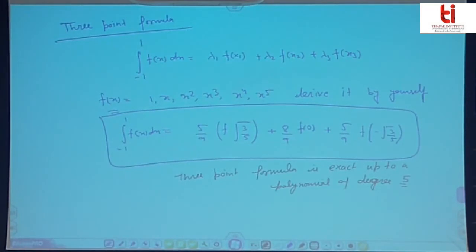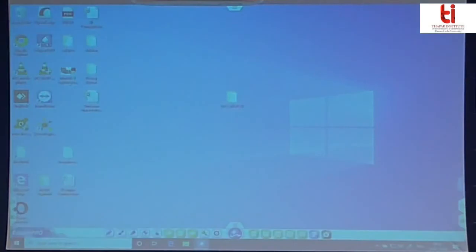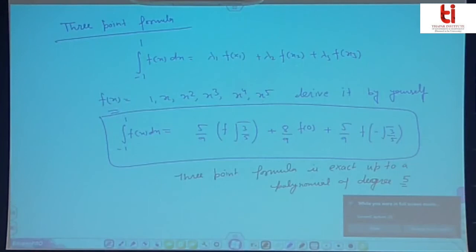So this topic is over here. This was the last topic of numerical integration. In the next class, we will discuss a new topic, that is the system of linear equations. Thank you.